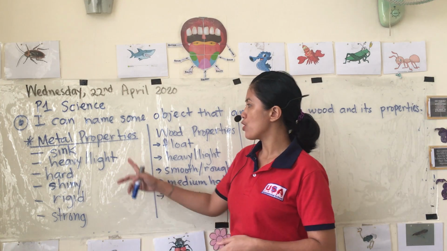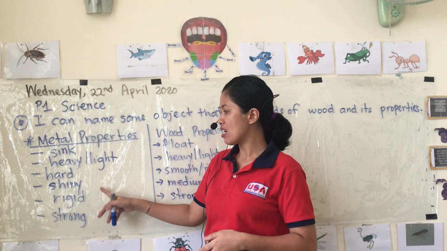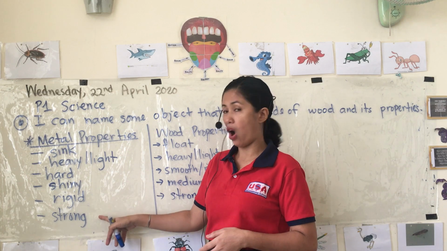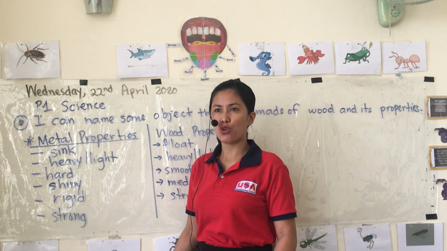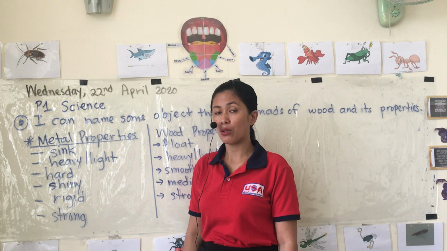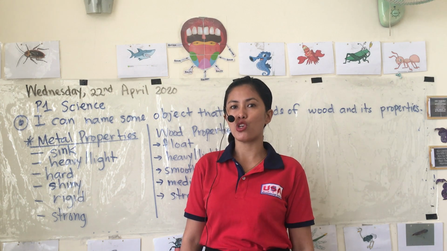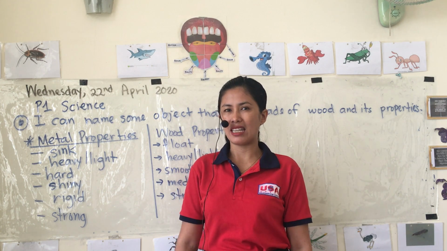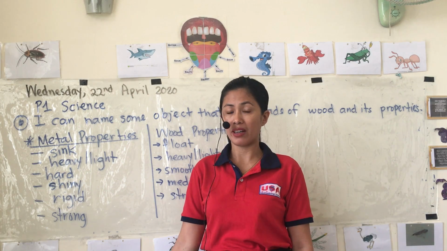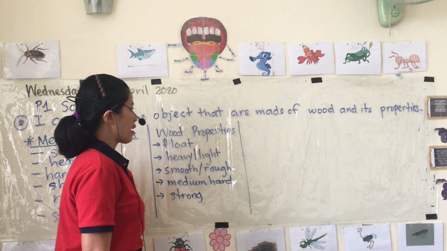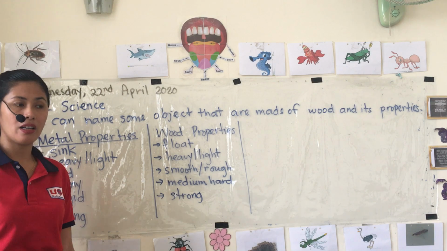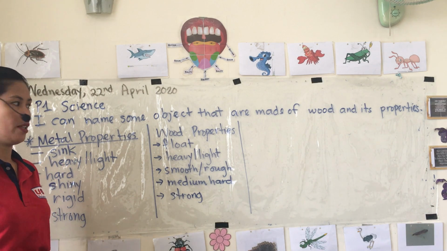Okay, and then we know that some metals are shiny, rigid, similar with strong, right? And they are really strong. That's why when we make buildings and houses, we use metal, because it can stay for a long period of time. All right, so today we will talk about the properties of wood.